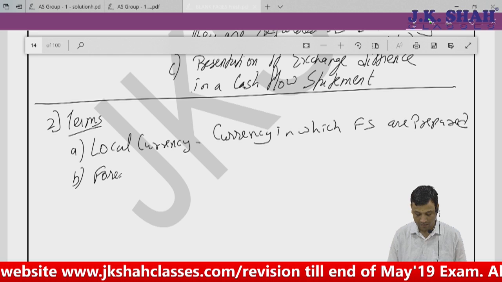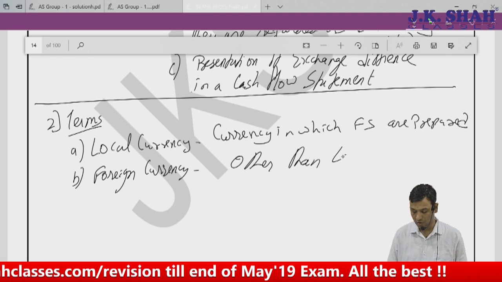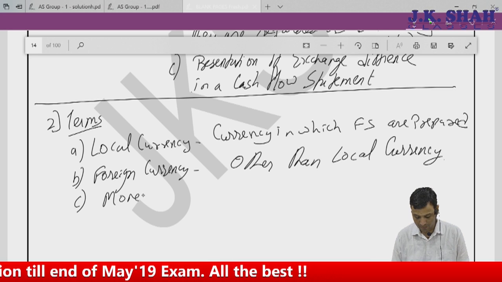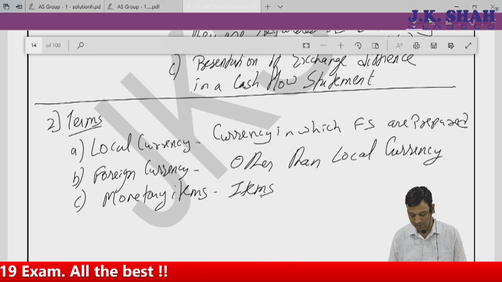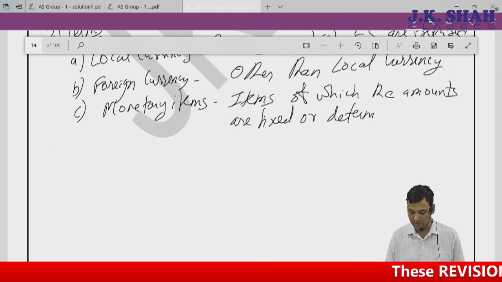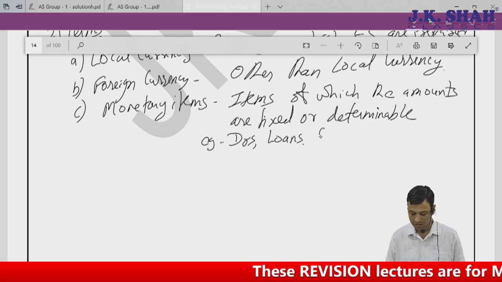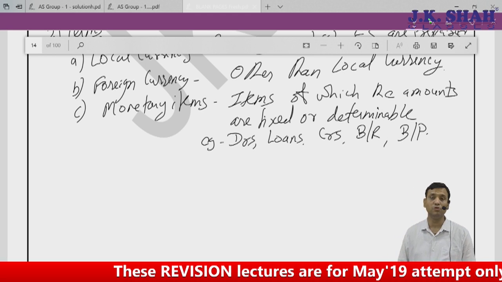Then comes, what is foreign currency? I can just say other than local currency. All currencies other than local are referred to as foreign currency. What are monetary items as per AS11? They are nothing but items of which the amounts are fixed or determinable. Example, debtors, loans, creditors, bills receivable, bills payable. Their amounts are all determinable.